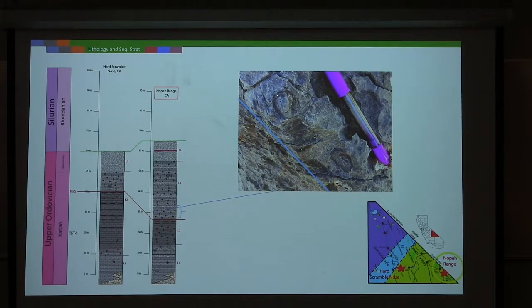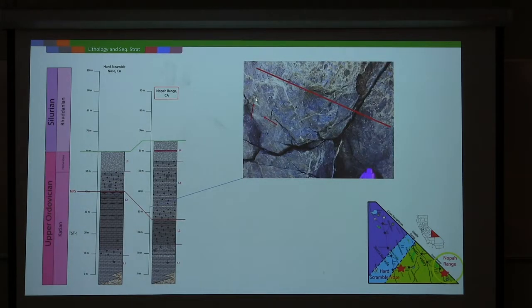This is then grading into an oncoid shoal. We can see those oncoids nicely here within the red ellipses. We can see those nice concentric laminae of the oncoids and note how massive they are, and we don't even need to see them in thin section.